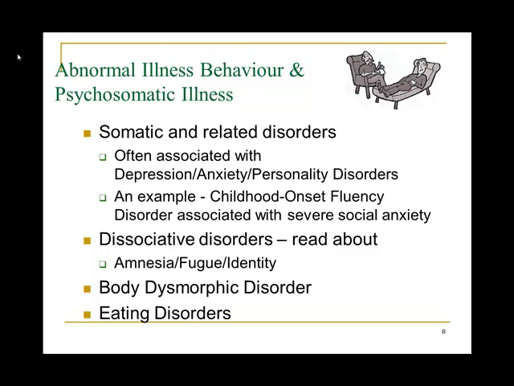In the majority of psychosomatic illness, we can see these issues around abnormal illness behaviour. The main psychosomatic disorders you need to know about are the somatic and related disorders. These are often associated with depression, anxiety, and personality disorders, and one example is child-onset fluency disorder, otherwise known as stuttering, which is associated with severe social anxiety. And if any of you have seen the movie The King's Speech, this was depicted very well in that movie.